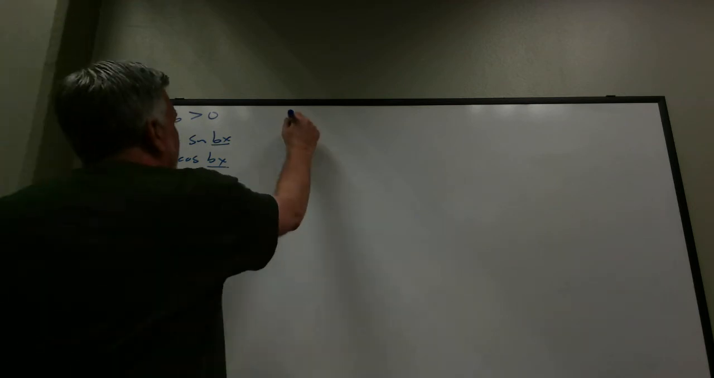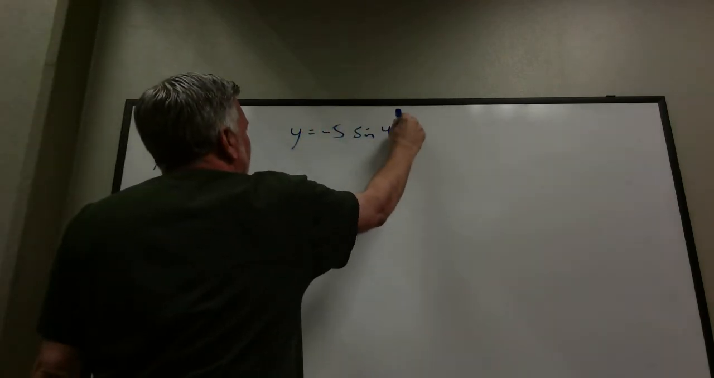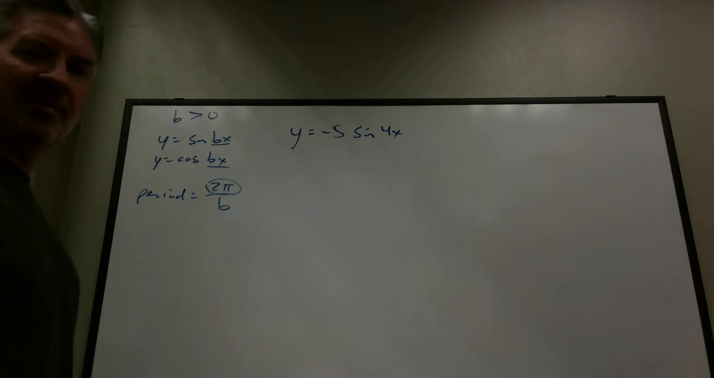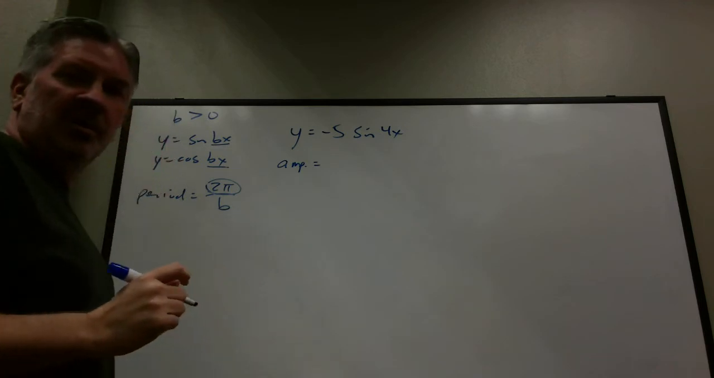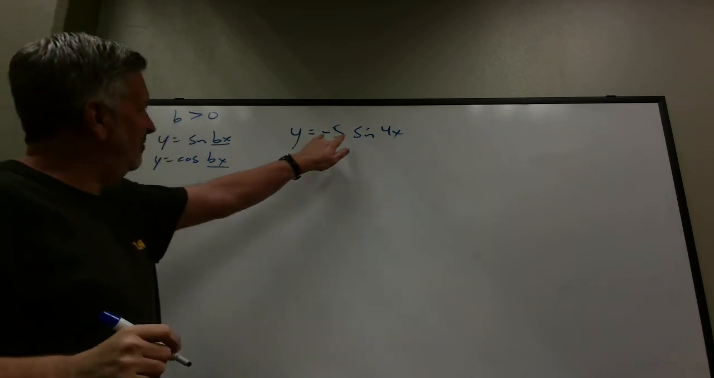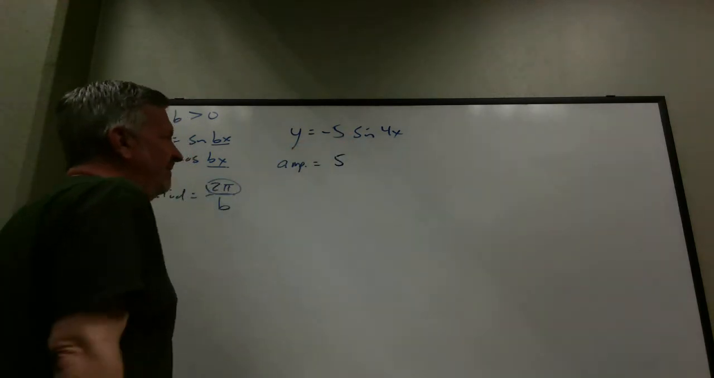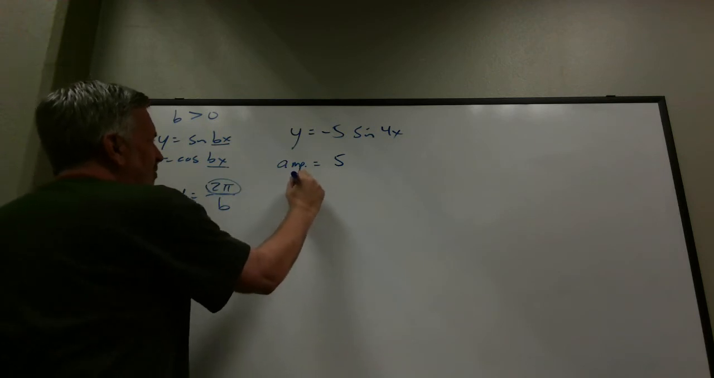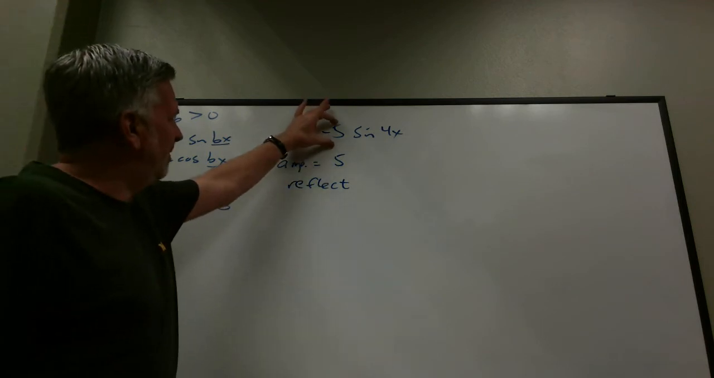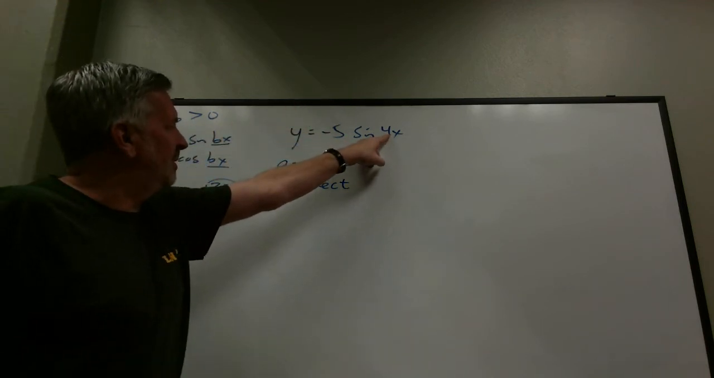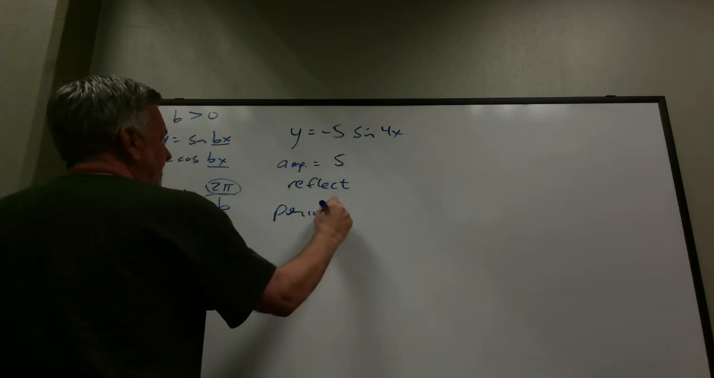Okay, let's sketch the following graph. Y is negative 5 sine 4x. Before I sketch, let me identify everything. So the amplitude is going to be what here? It's the absolute value of the coefficient of sine. So negative 5 is being multiplied by sine, so the amplitude is 5. But what does the negative here tell me? We're going to reflect over the x-axis. So I refer to this as the number a. Now I'm calling this number b. The coefficient of x is b.